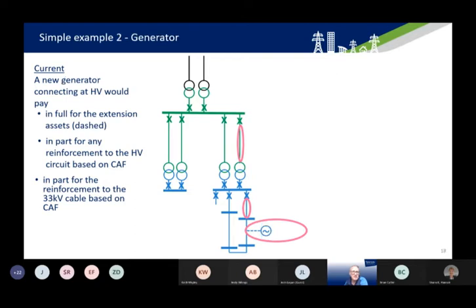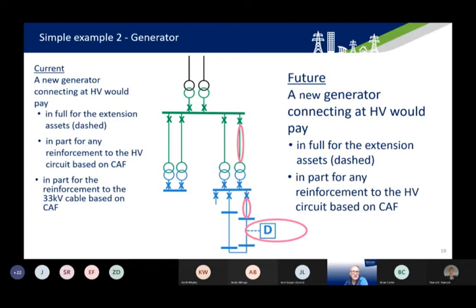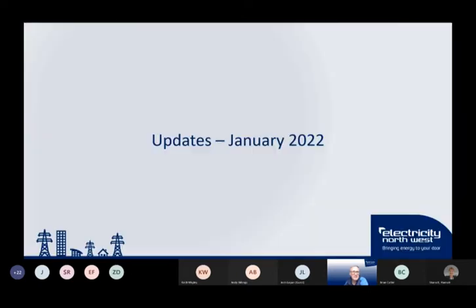And then again, the same sort of picture for generation. So you currently pay for the extension assets, you pay for any reinforcement at both 11 kV and 33, but in the future, some of that drops off. So you wouldn't pay for the 33 reinforcement in this case, but you would still pay for your extension assets and any reinforcement at 11 kV. Okay, so that was where they got to in June.